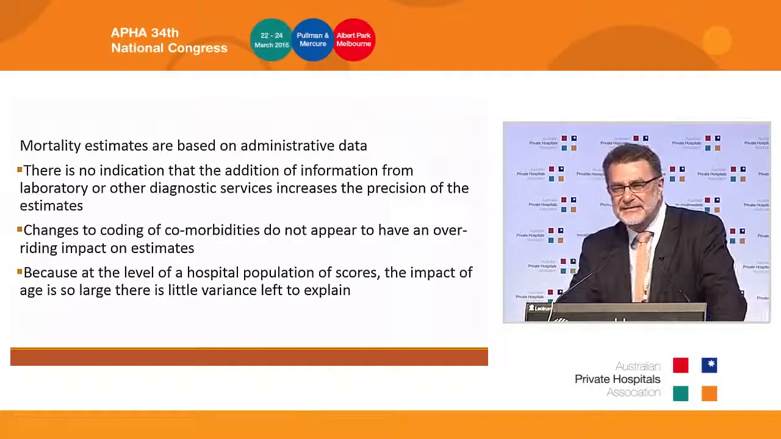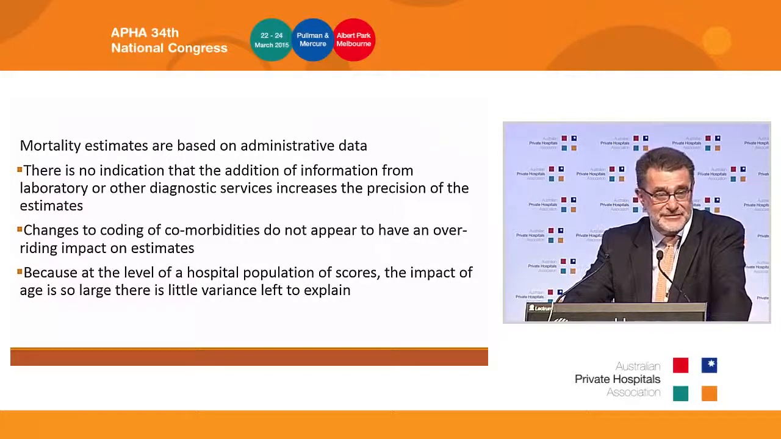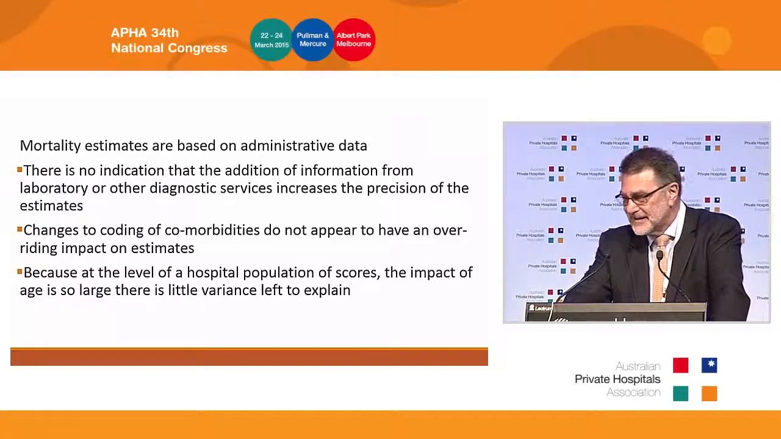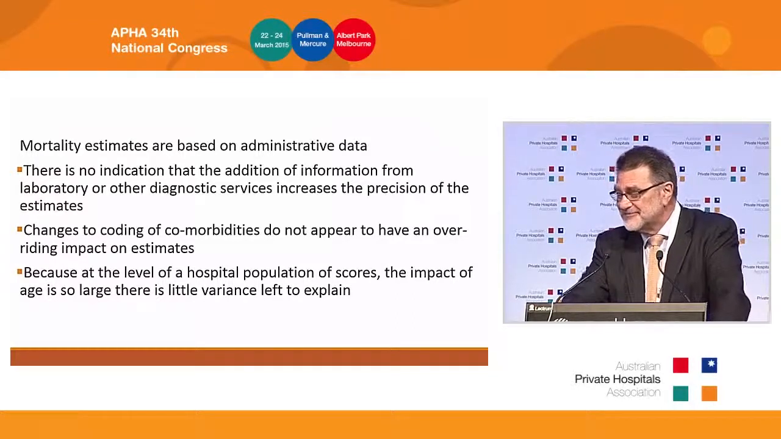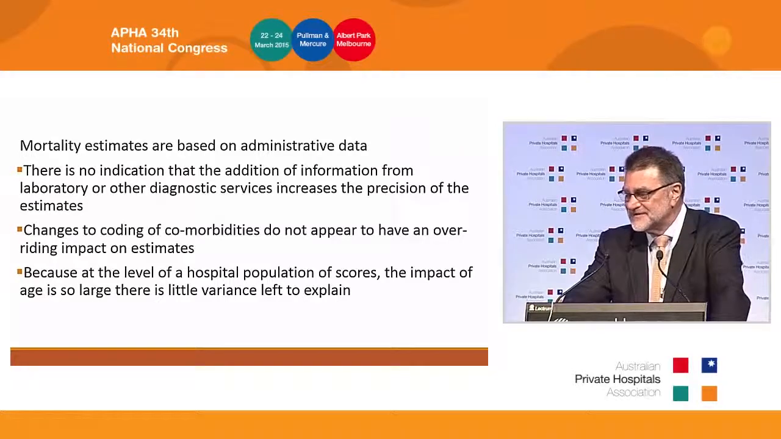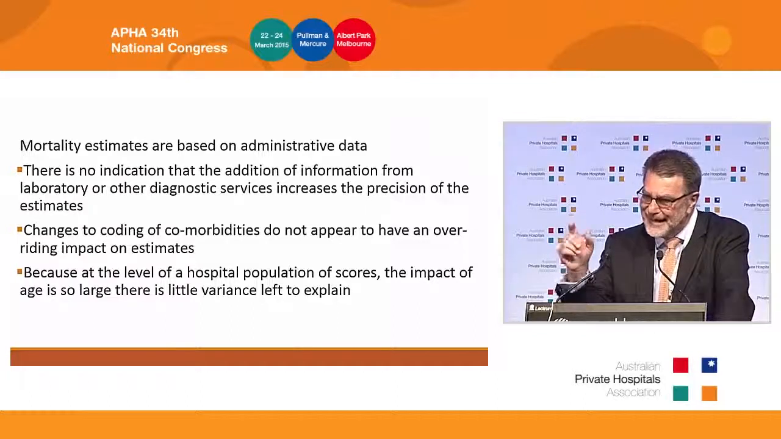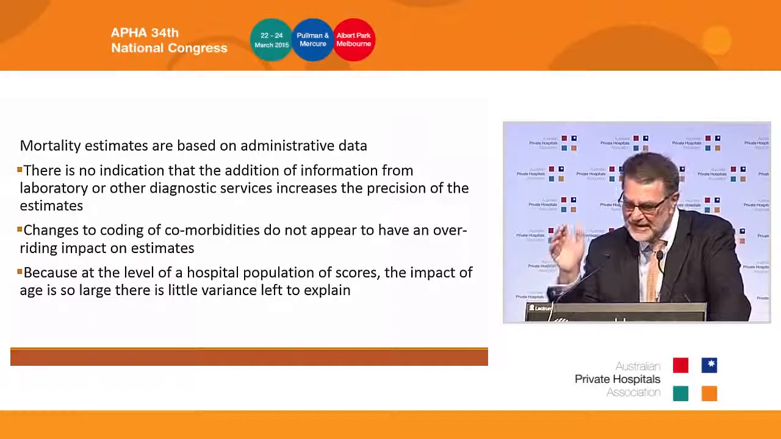Hospital standardized mortality ratios are based on administrative data. There is no extra burden on hospitals from generating that information. And that's useful because there isn't actually any indication that the addition of information from laboratory or other diagnostic services increases the precision of estimates. Administrative data seems to work all right. People are very concerned about changes to morbidity, comorbidity. They're very, very preoccupied with the accuracy with which hospitals code data.